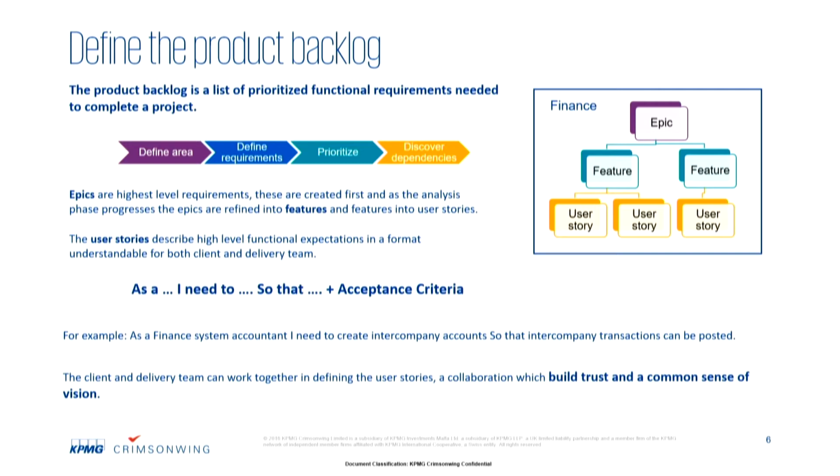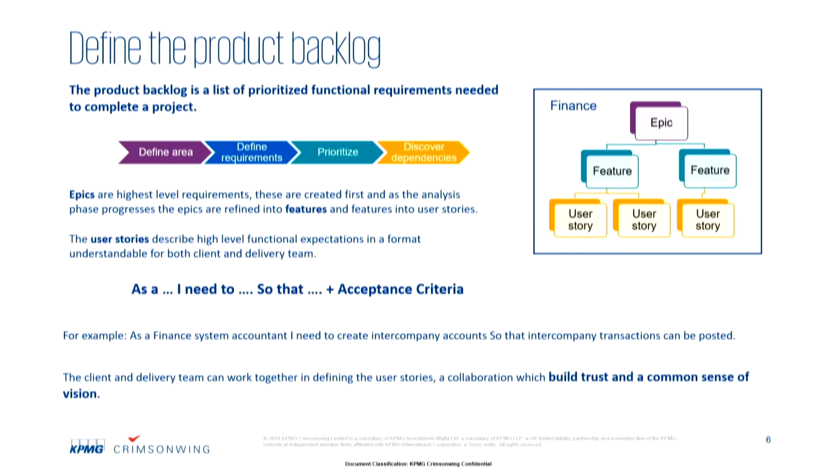User stories have a specific format which is understandable for both client and delivery team. This format is: as a <role>, I need to <action>, so that <benefit>, plus acceptance criteria. For example, as a system accountant, I would like to create intercompany accounts so that I can post intercompany transactions. The client and delivery team collaborate to build up this product backlog, and this ensures trust and a common sense of vision.